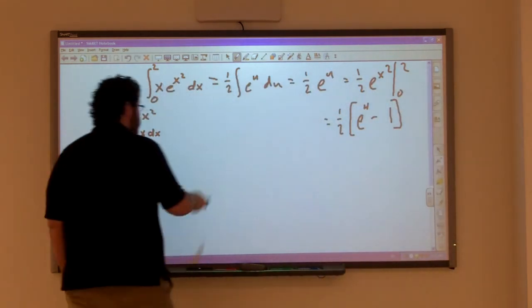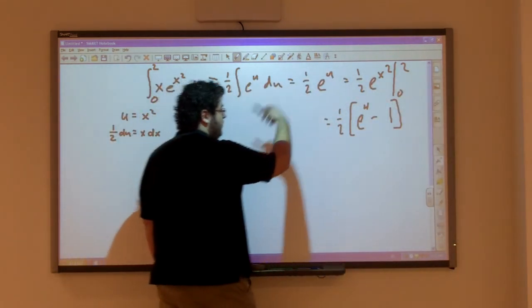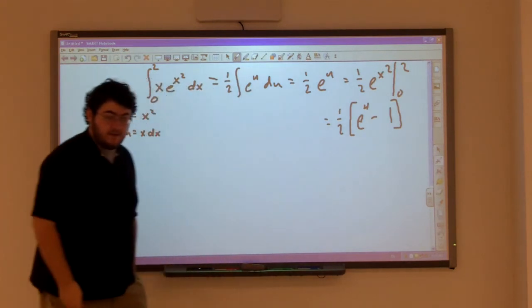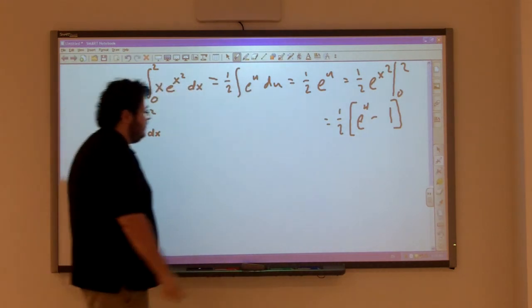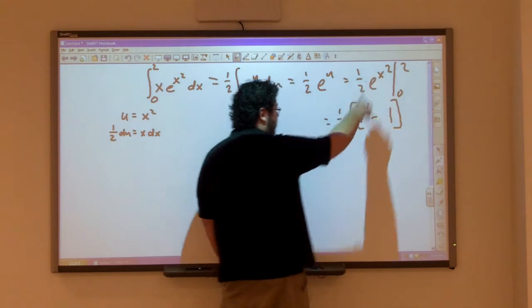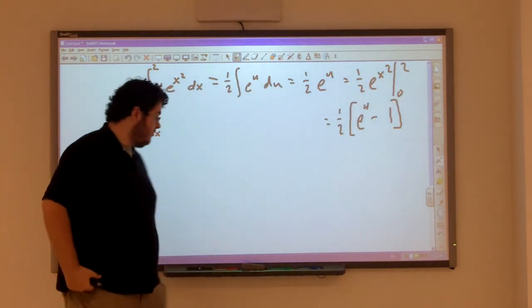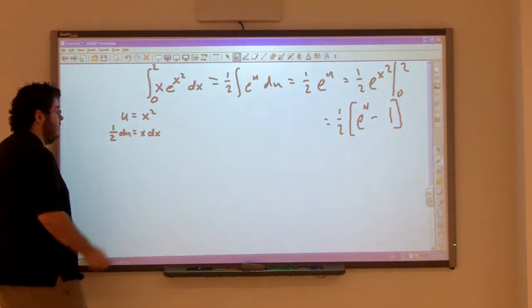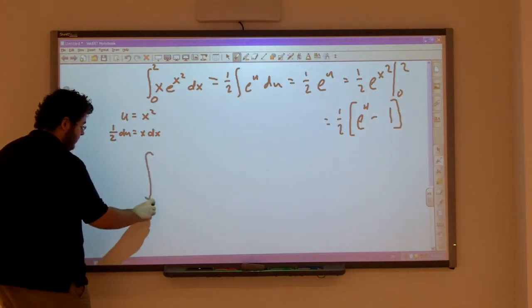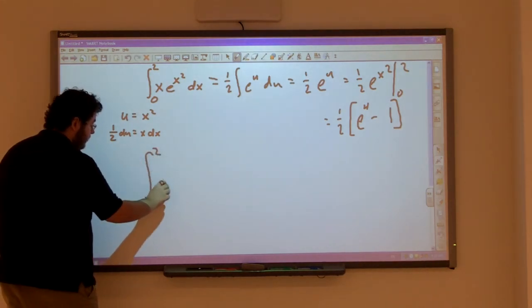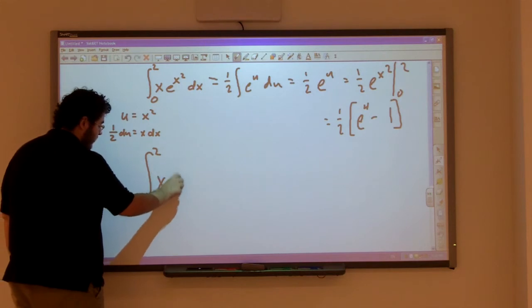We have to do a u substitution, then evaluate the u, and then plug back in our x, and then plug in our x values. But what we can actually do is we can skip this whole step of plugging back in our x. So what we want to do is say, well, when we're looking at this integral, so let's break this down. 0 to 2 of x e to the x squared.